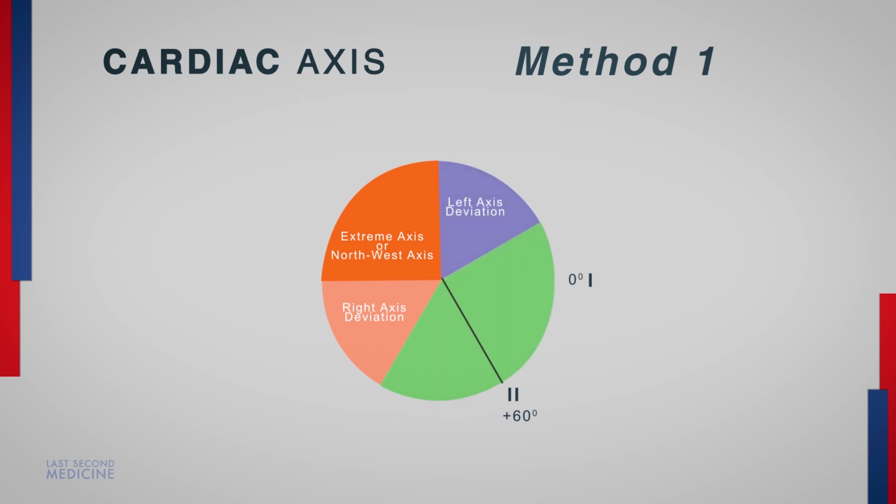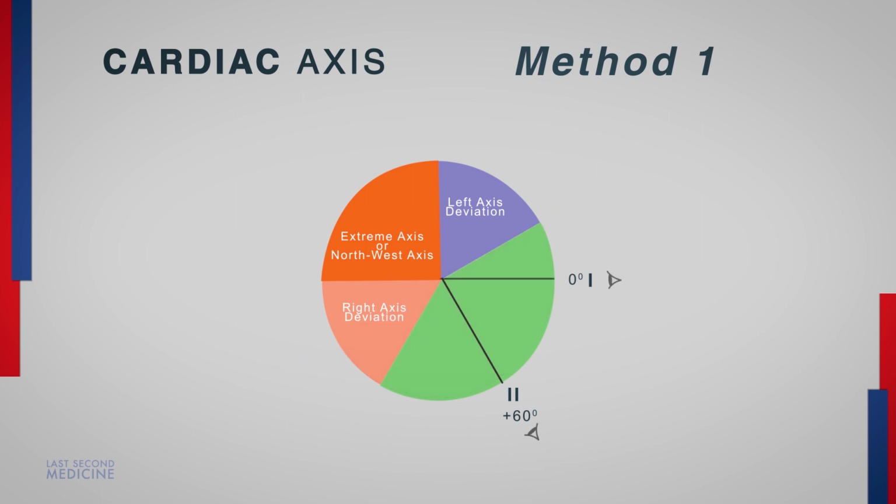Now, if you look at lead 2, if the QRS complex in lead 2 is predominantly positive, this indicates that the axis lies anywhere between minus 30 degrees and plus 150 degrees. An axis at exactly minus 30 degrees or plus 150 degrees would cause a precisely isoelectric QRS complex in lead 2. Thus, a predominantly positive QRS complex in lead 2 rules out left axis deviation, that is, the axis beyond minus 30 degrees, but does not exclude right axis deviation, that is, an axis beyond plus 90 degrees.